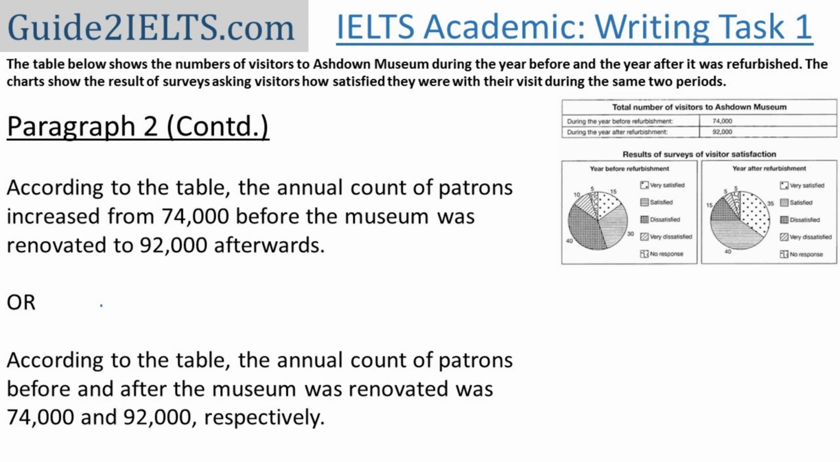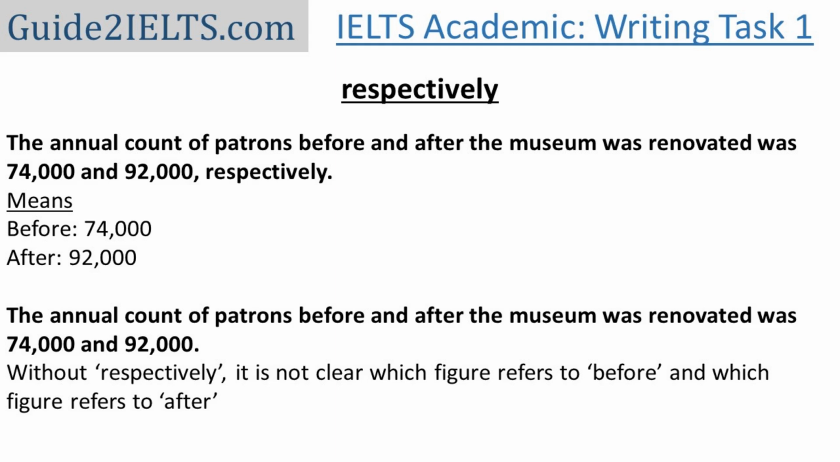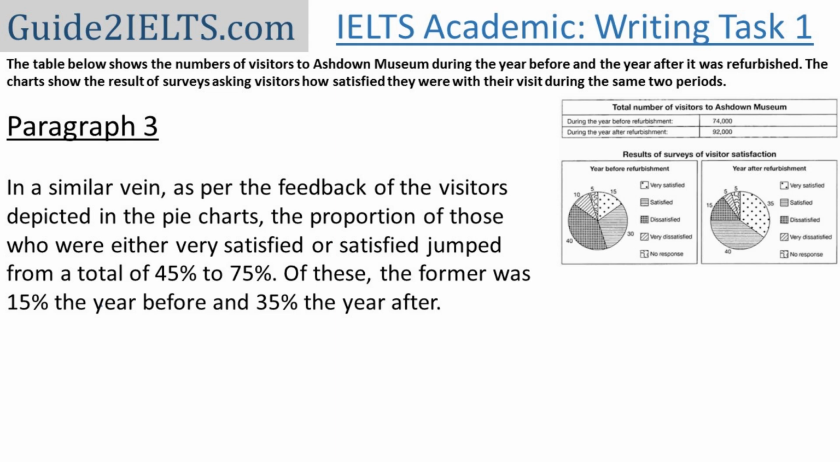I've chosen to first mention the data that is there in the table. According to the table, the annual count of patrons increased from 74,000 before the museum was renovated to 92,000 afterwards. Another way of writing the same sentence: according to the table, the annual count of patrons before and after the museum was renovated was 74,000 and 92,000 respectively. Respectively is one word that I usually try to use at least once when I'm writing a report for Writing Task 1 Academic. Now I start writing the details of the pie chart.